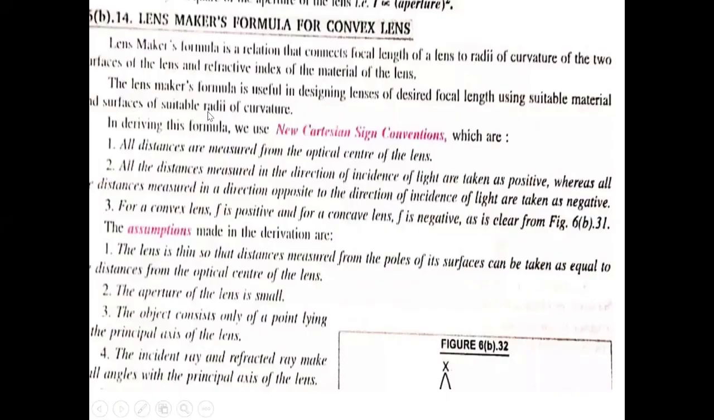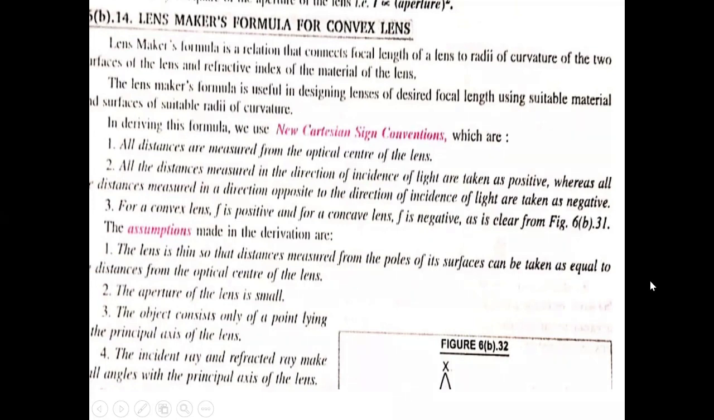What type of sign convention are students expected to write? All distances are measured from the optical center of the lens. Distances are not measured from the object to the optic center. From where they are measured? From the optic center. All distances measured in the direction of incident light are taken as positive, whereas all distances measured in the direction opposite to the direction of incident light are taken as negative. And for a convex lens, F is positive, and for a concave lens, F is negative.